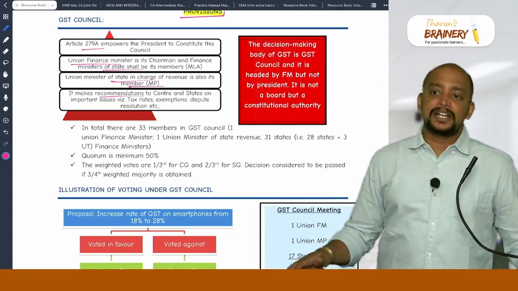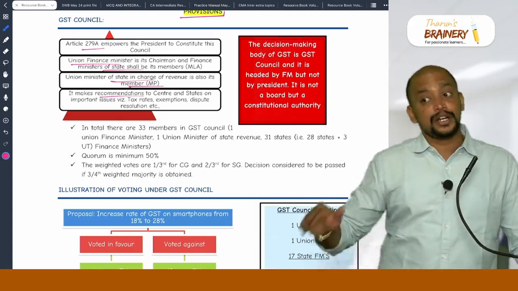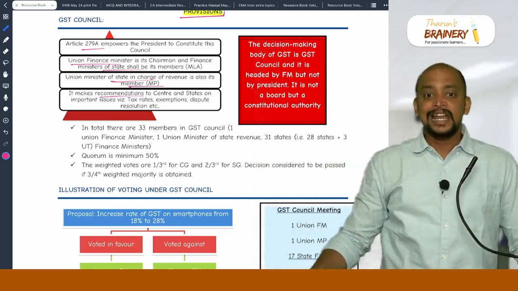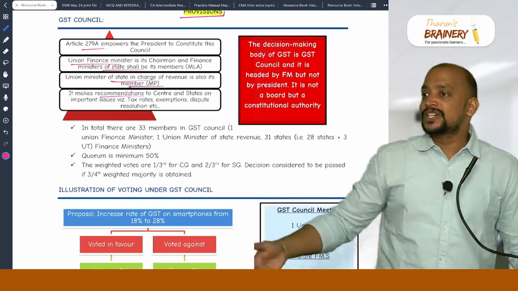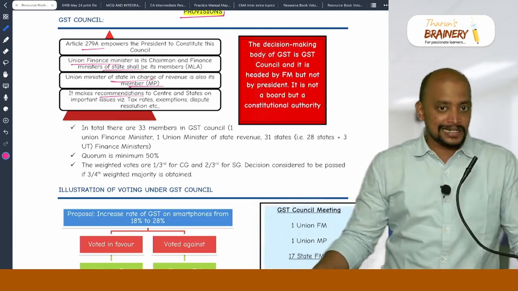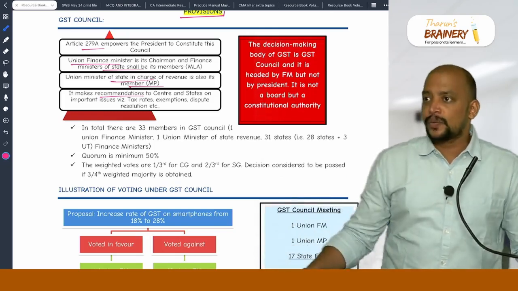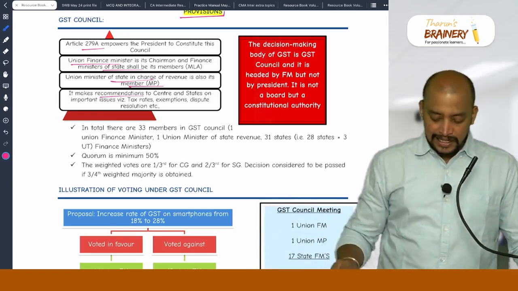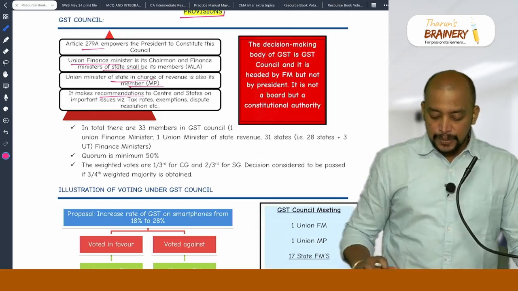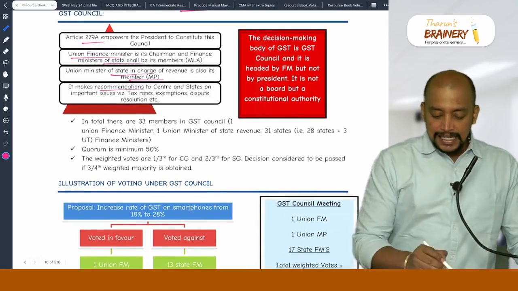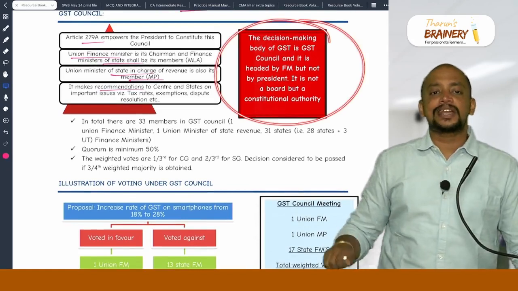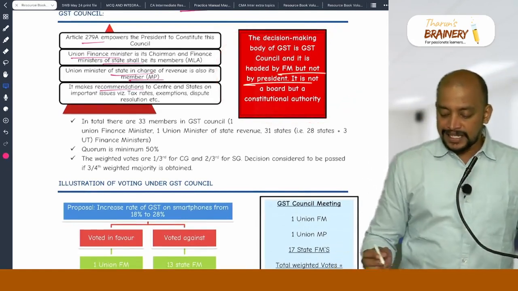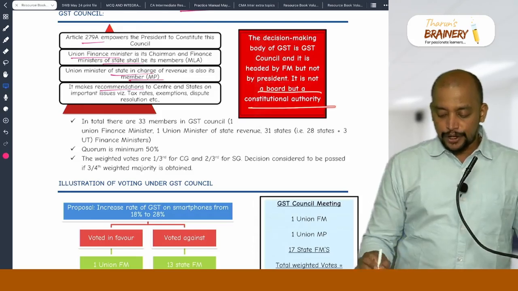From time to time, certain goods and services need to be exempted, and those which are already exempted should be brought into taxability. And then procedures, like return filing procedures, etc. So there are many cases wherein the GST Council will give recommendations. So tax rates, exemptions, dispute resolution, etc. Basically, the GST Council is the decision making body of GST, and it is headed by the FM but not by the President. It is not a board but a constitutional authority.